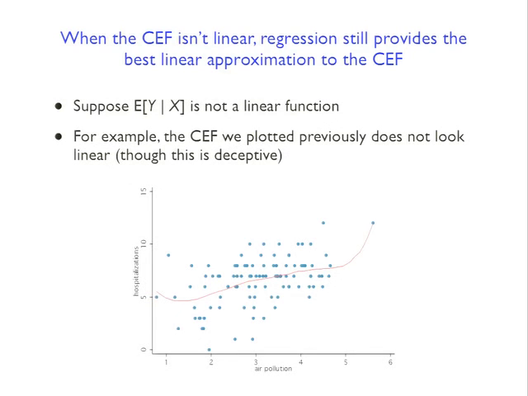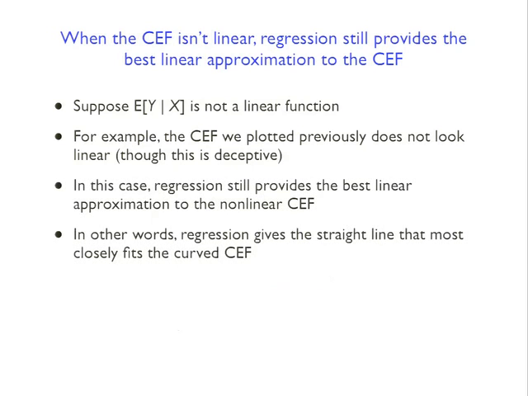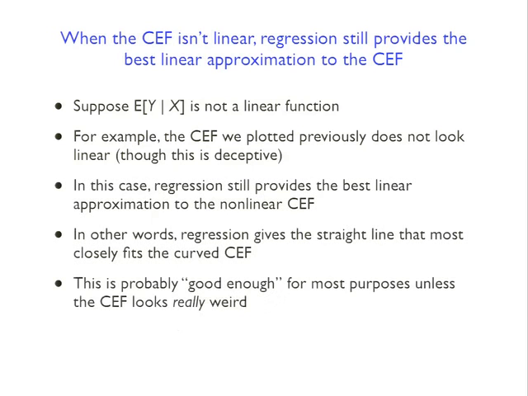But there could be true cases in which it's nonlinear. In the case where that red line is in fact representing the correct conditional expectation function and is a nonlinear function, it turns out that regression still provides what we call the best linear approximation to the nonlinear conditional expectation function. In practical terms, the regression is going to give the straight line that most closely fits the potentially curved conditional expectation function. That's probably going to be good enough for most purposes unless your CEF looks really weird. If that red line actually represents the true CEF and it bounces all over the place, going up and down, then trying to approximate it with a straight line is not going to work very well, but in most cases it'll probably work fine.